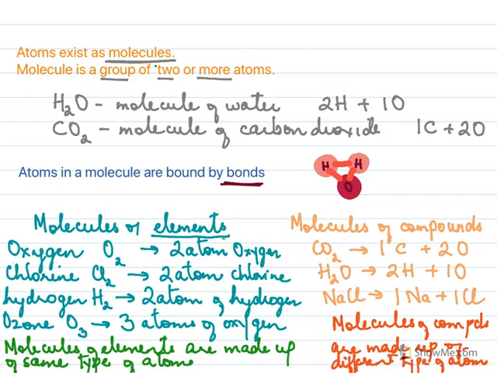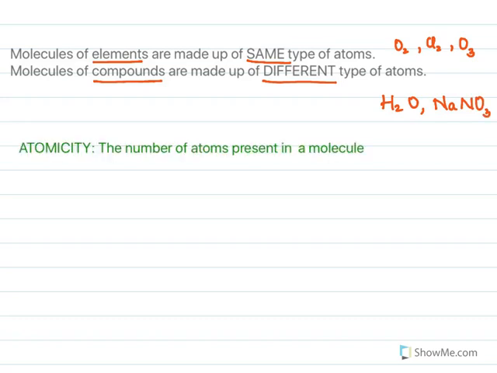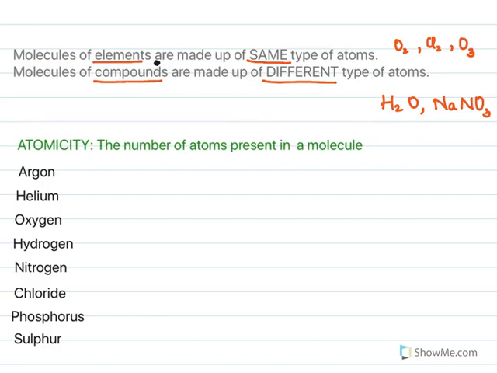So molecules of elements are made up of the same type of atom, and molecules of compounds are made up of different types of atoms. So now to recap, molecules of elements are made up of the same type of atoms, like we saw oxygen, chlorine, ozone, and molecules of compounds are made up of different types of atoms, like water, like sodium nitrate, different types of atoms. We'll now learn about atomicity. Atomicity is the number of atoms present in a molecule.